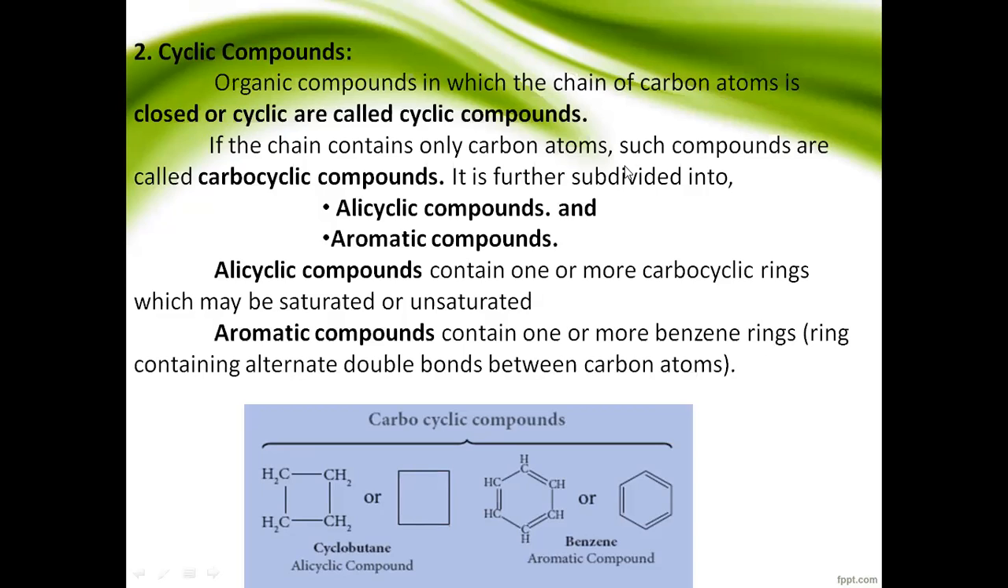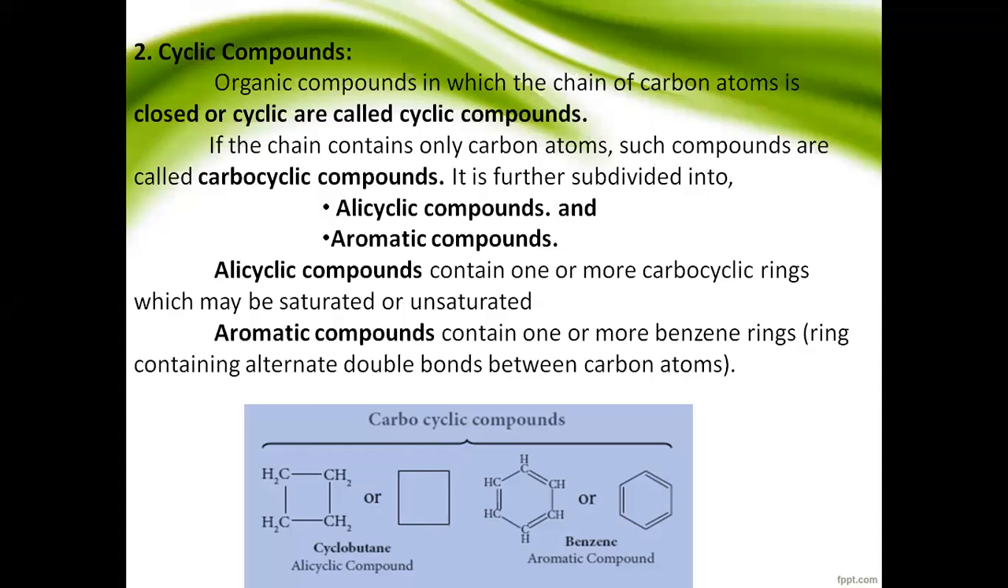Aromatic compounds contain one or more benzene rings. Alicyclic compounds, for example cyclobutane, and aromatic compounds, for example benzene. Alicyclic compounds contain one or more carbocyclic rings, for example cyclobutane. So this is the example for the alicyclic compounds. They can be saturated or unsaturated. I already told you what is meant by saturated and unsaturated.